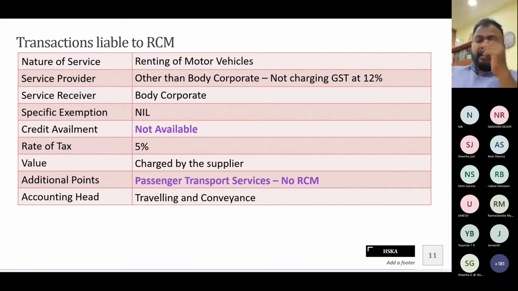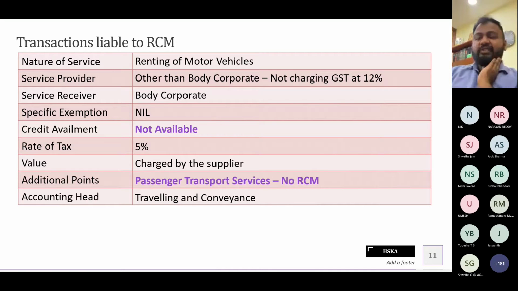Okay, now again coming back to what is the difference between renting of motor vehicle and passenger transport vehicle. Assuming you are taking a vehicle which has a scheduled point of departure and scheduled time of departure, you're using it for moving from your office to your house, like a BMTC bus. Okay, that is not renting of motor vehicle, that is a passenger transport service. RCM will not apply. But if you call Ola, Ola anyways is liable to tax, Ola will pay the tax, so Ola is a wrong example.